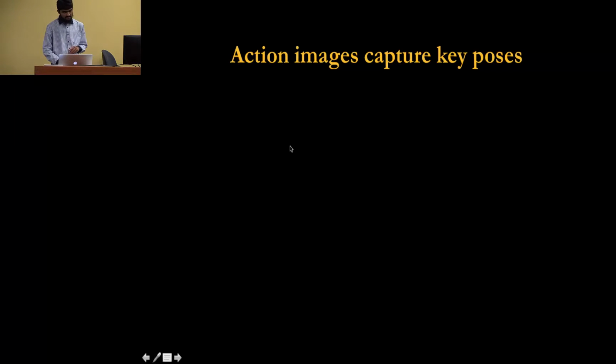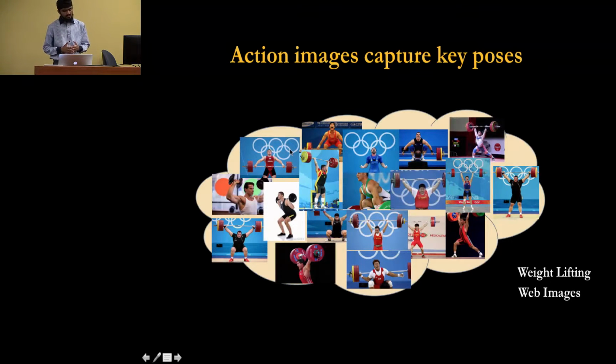So one of our key observations here is that action images capture key poses, canonical viewpoints and the important instances of the action. For example, if we look at the images downloaded from Google for weightlifting, they carry very useful information about an action, the gist of the action, and they capture the discriminative poses and the key instances in an action, and give us very useful information about how the action looks.